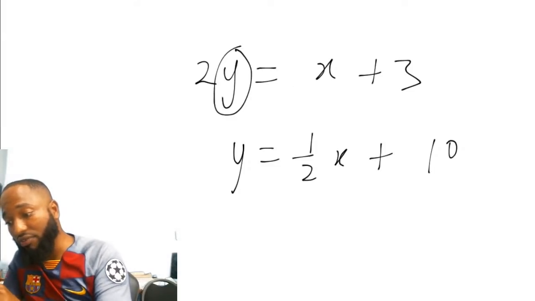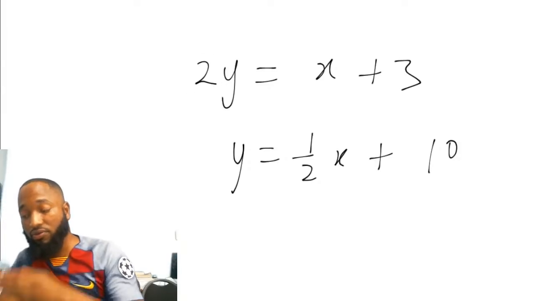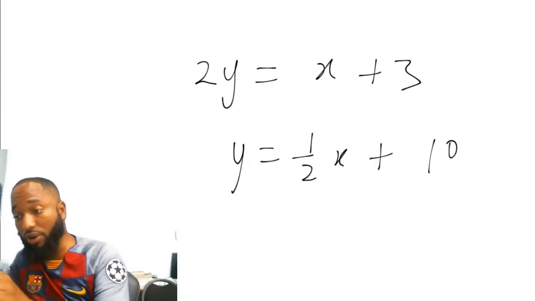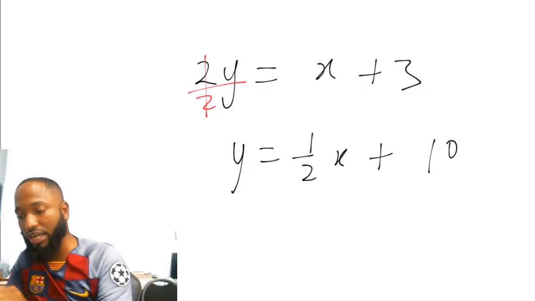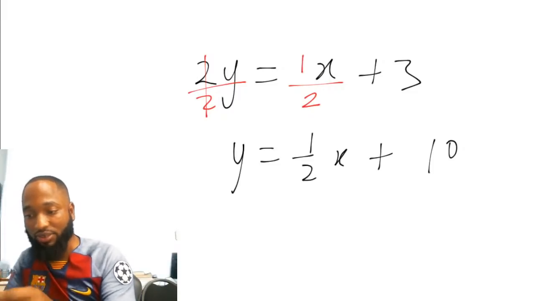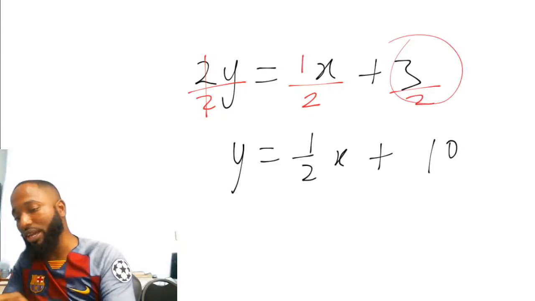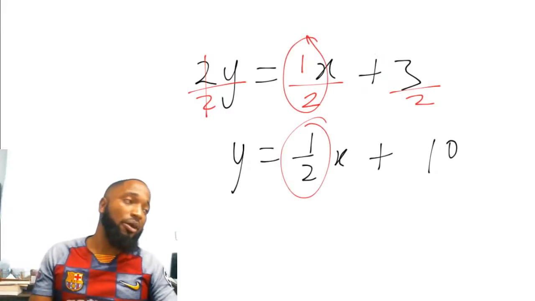This is not in the form y equals mx plus c. We need to get this 2 away from the y. And how do we do that? We divide everything by 2. The whole equation gets divided by 2. This 2 will cancel. This will get divided by 2. X over 2 is the same as half x, right? And this will get divided by 2. We don't really care about the intercept right now. So half, half, these lines are parallel.